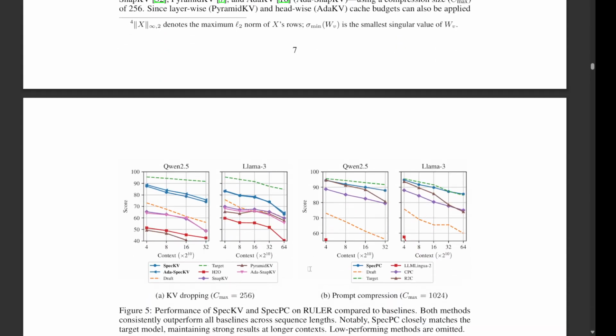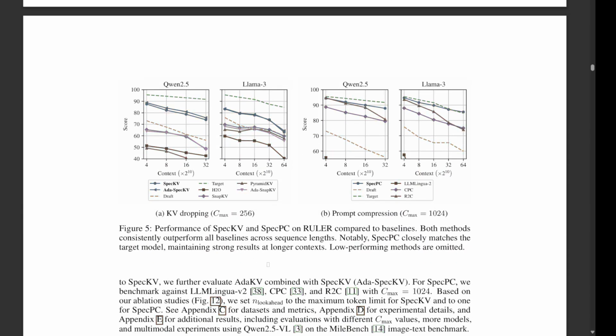That's the win, yeah. On Ruler, that needle in a haystack benchmark, SpecV got up to 25 points higher accuracy than the SnapKV baseline. And SpecPC did incredibly well too, often getting close to the performance of the full target model using the entire prompt, even when SpecPC was compressing it quite heavily. The performance drop-off with length was much gentler. Wow. And on the more varied LongBench tasks?